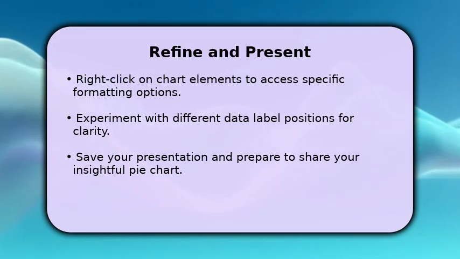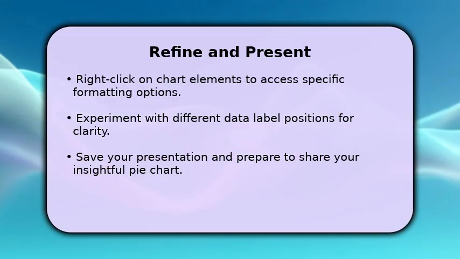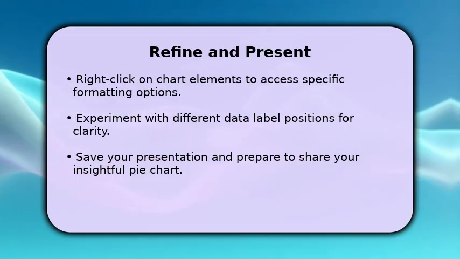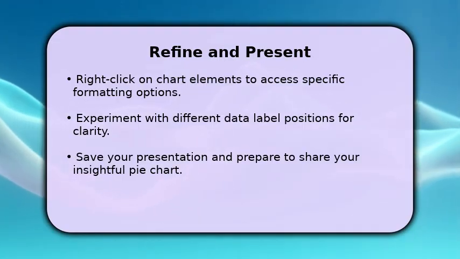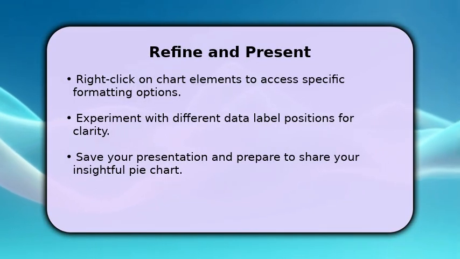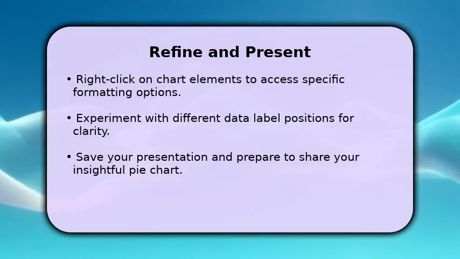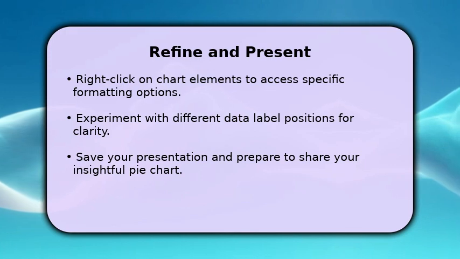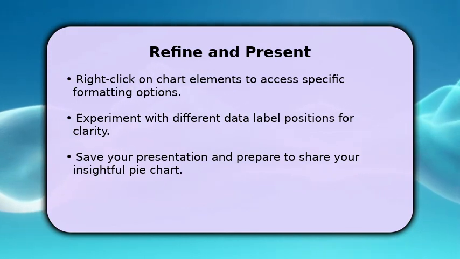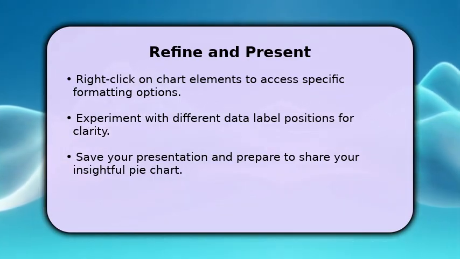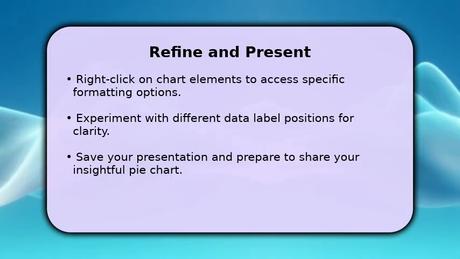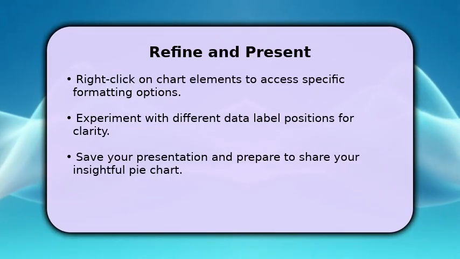To truly finalize your pie chart, take some time to refine its details. Right-clicking on individual chart elements, like data labels or the legend, will open specific formatting panes, offering even more control over their appearance. Experiment with different data label positions to ensure maximum clarity and avoid overlap. Once you are satisfied with your chart's appearance and accuracy, save your presentation. You are now ready to confidently share your well-crafted and insightful pie chart with your audience.